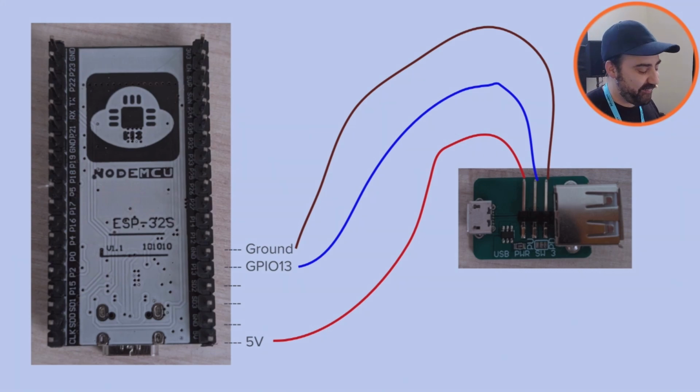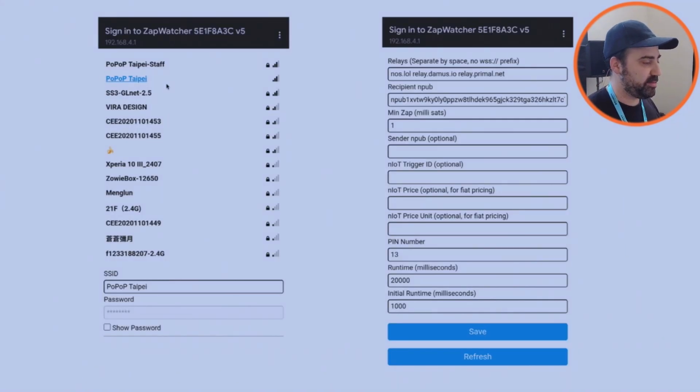OK, so you decide which network you want to connect to, POPOP Taipei, and you also have to give a list of relays. Give 3 relays. I'm not sure it supports more than 4. I think 4 is the maximum. The popular relays are nos.lol, relay.damus.io, and relay.primal.net. Most Nostr users connect to these 3 at least.